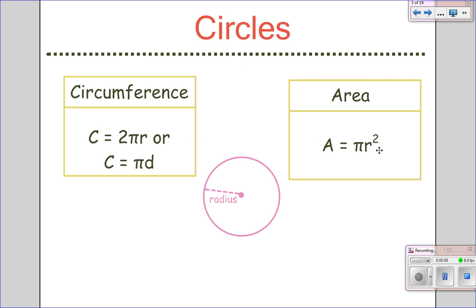The circumference for a circle can be found by doing 2 pi r or pi d, where r is the radius of the circle. D, of course, would be the diameter of the circle if I went all the way across. The area of the circle can be found by pi r squared. So I take the radius and I square it. Circumference is just a fancy word for the perimeter of the circle, where area is the space inside of it.